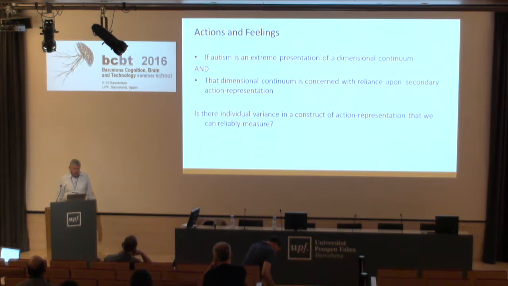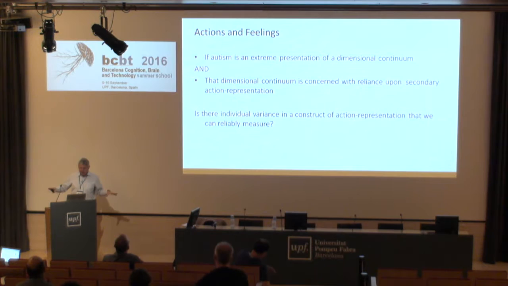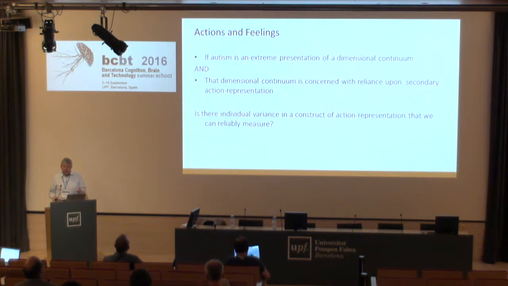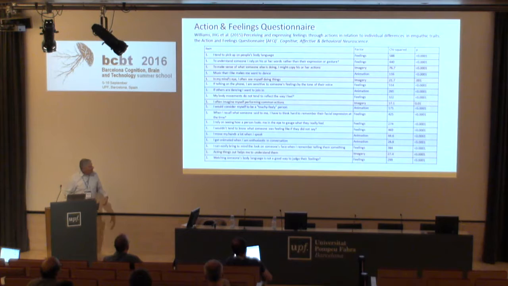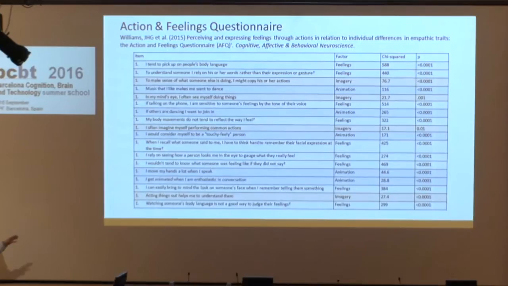Is there a dimensional continuum of reliance upon secondary action representation, the role of action in cognition? Is there a variation within the population that we can measure and that is going to predict EQ? This is great fun, this sort of research, because you just get to make stuff up. I sat down and thought, right, if we are talking about the role of motor cognition in social behavior, day-to-day behavior, what is important? What sort of things would you expect? Originally, I came up with about 30 items.